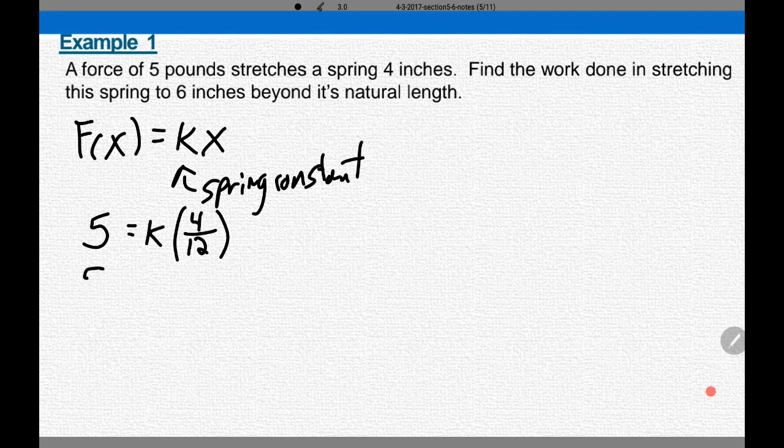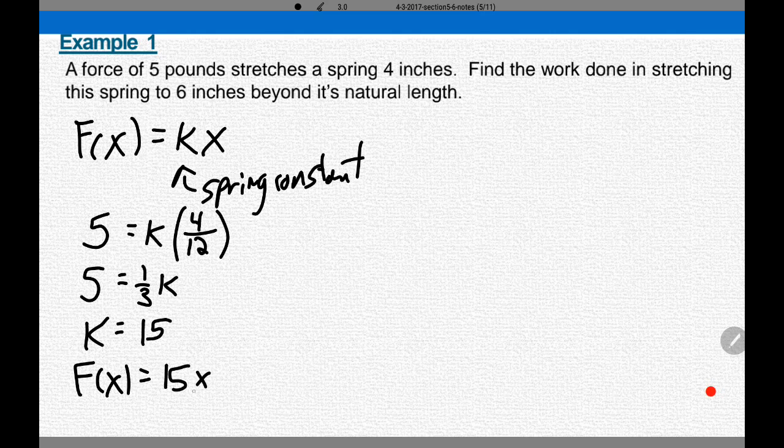So that just means that 5 equals 1/3 k if I reduce 4/12. That means that k equals 15. So now my work integral, my force function, let's start with that first, is just 15x. My work done is going to be the integral from 0 to, 6 inches is a half of a foot, so I'm going to put 1/2 up here. And then I've got my function, which is 15x dx. Then I just do this integral.